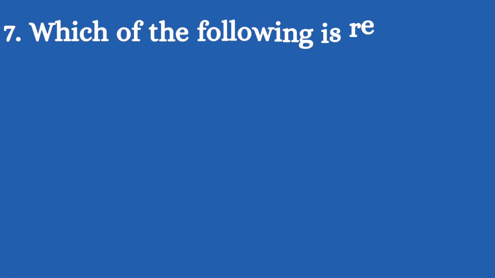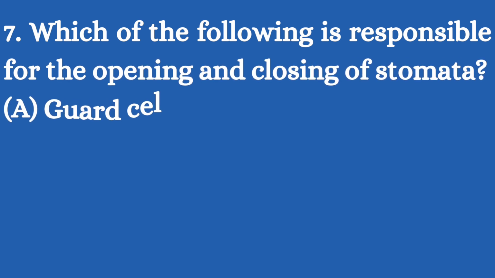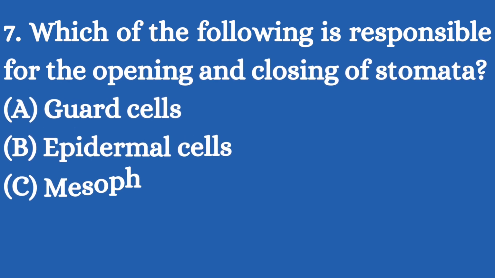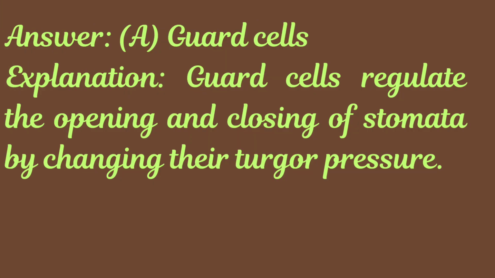7. Which of the following is responsible for the opening and closing of stomata? A. Guard cells. B. Epidermal cells. C. Mesophyll cells. D. Phloem cells. Answer: A. Guard cells. Explanation: Guard cells regulate the opening and closing of stomata by changing their turgor pressure.